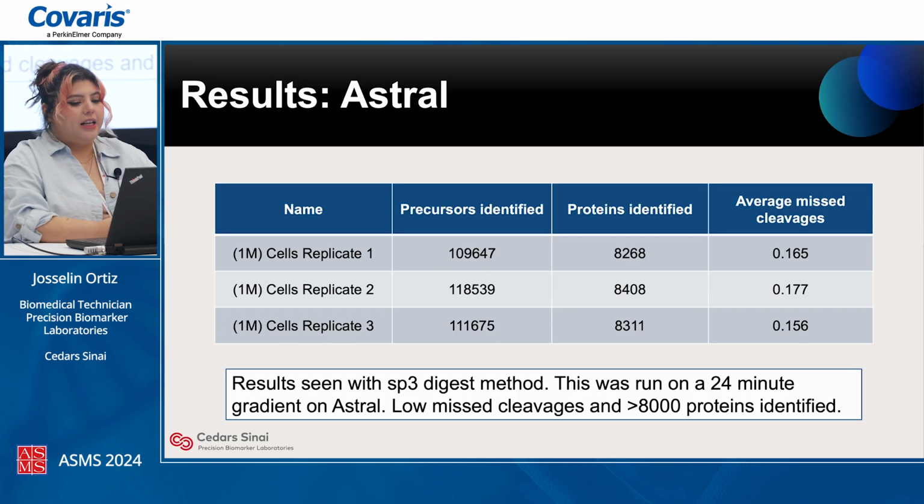So here are the LC-MS analysis results from our 1 million cells from our reproducibility study using Astral. So this was run on a 24-minute gradient, and we identified around 8,000 proteins with pretty low miscleavages, which really highlights the efficiency of our automated SP3 digest.